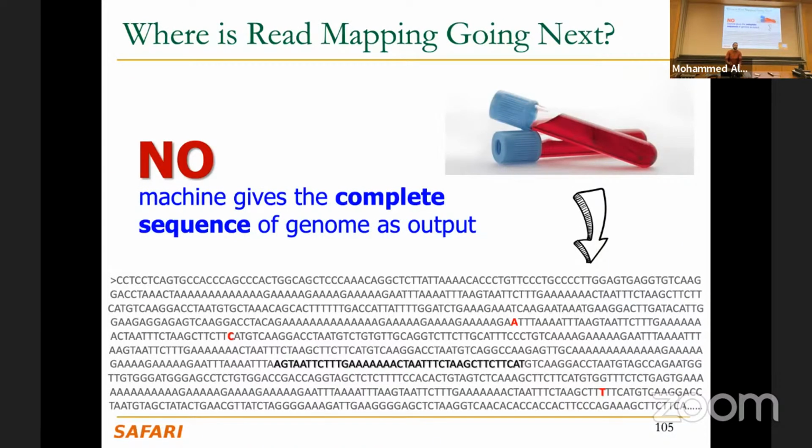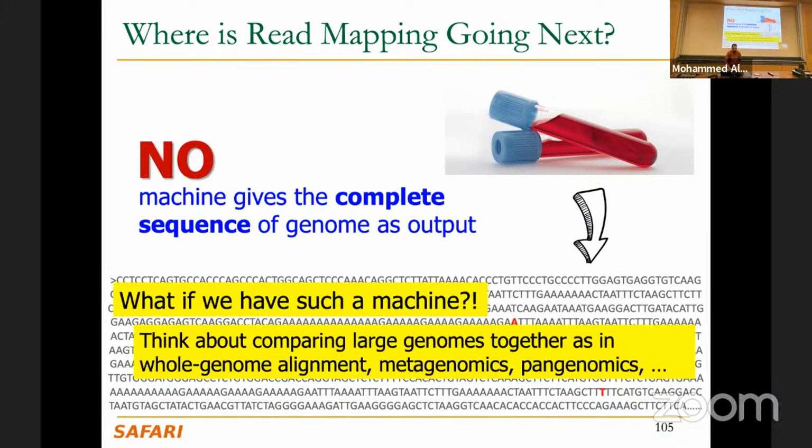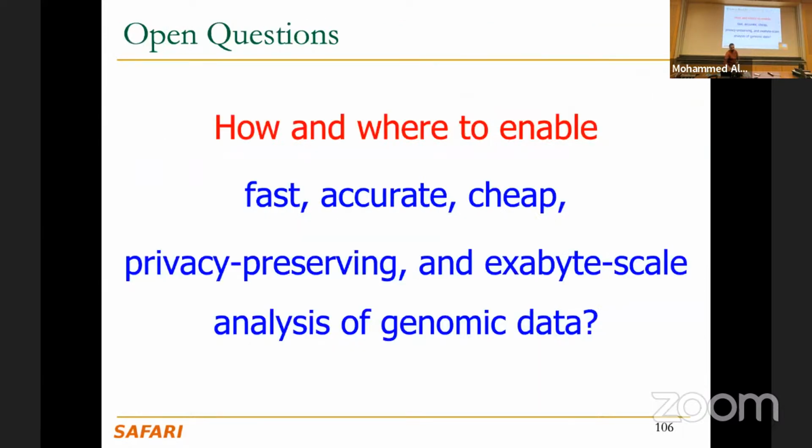Now, this is the question we answer. Some of you asked me, what if we have a machine that gives you the full sequence as DNA? I think I answered this question. You can do it for comparative genomics, metagenomics, and pangenomics.